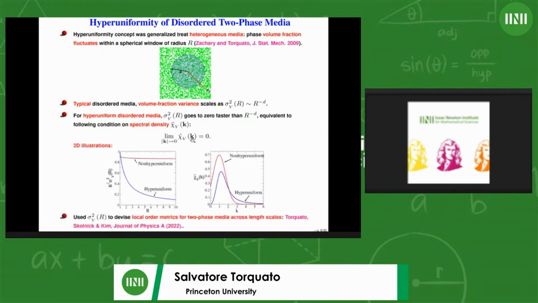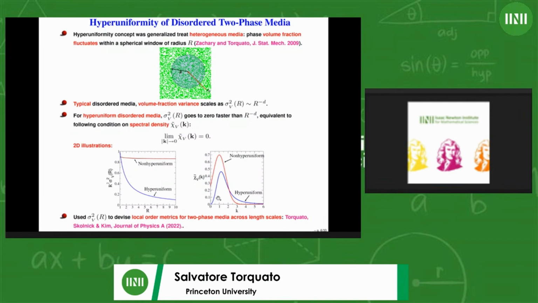Now, I'm showing you 2 illustrations in 2 dimensions. If I scale the volume fraction variance by r squared, if it's non-hyperuniform, it'll tend to a constant value as r increases. So it saturates, asymptotes to some constant value. Whereas if it is disordered and hyperuniform, it will be a descending function and will continue going down. Here we have the corresponding spectral density for a non-hyperuniform system. And you can see that as k goes to 0, the spectral density is not going to 0. And then this is the corresponding hyperuniform one, where it is indeed going to 0.